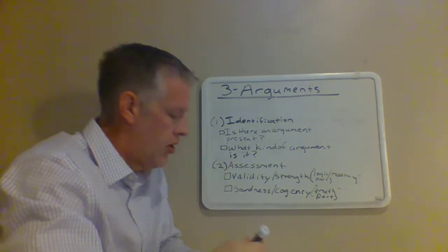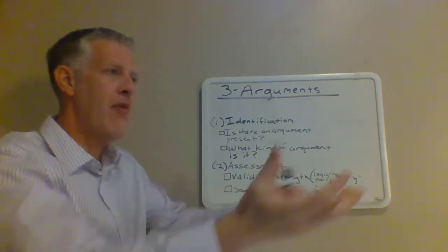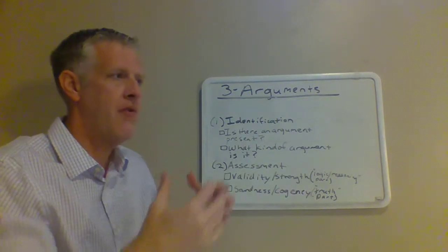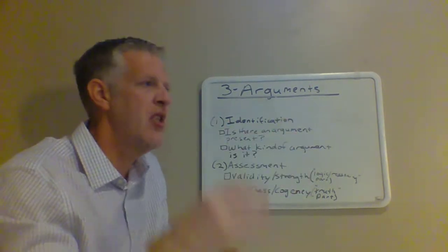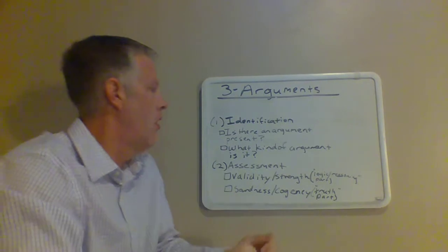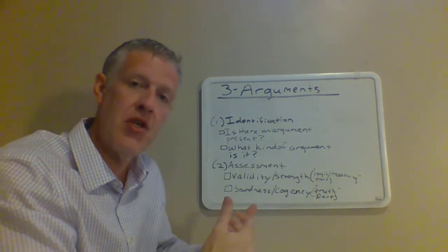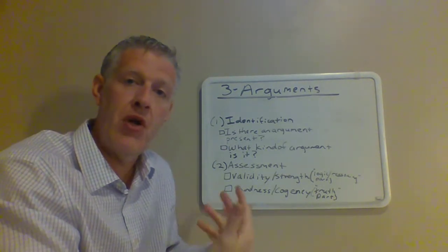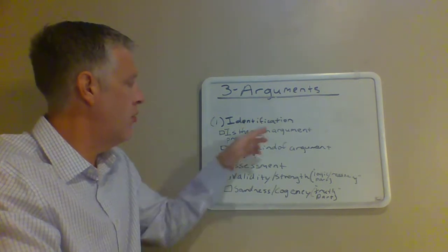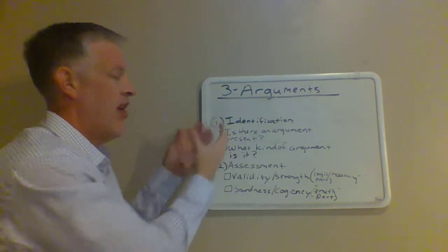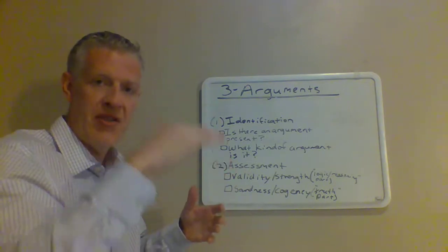Okay? So when you have a bunch of mumbo jumbo in front of you, or a bunch of words, or somebody just spouted off a bunch of stuff to you, your first task as a logician, or at least insofar as you're concerned with the arguments at play, is to, as I call it, engage in the identification process. That's step 1.